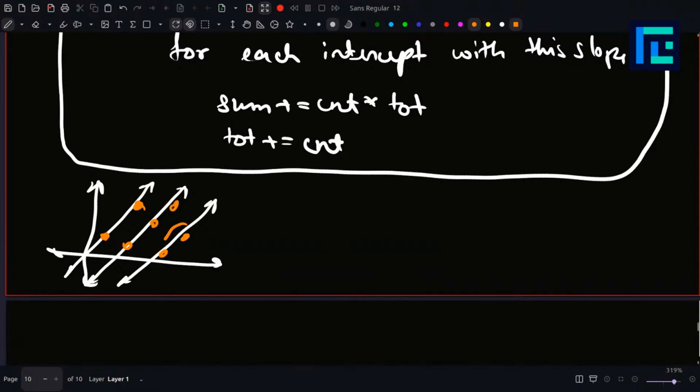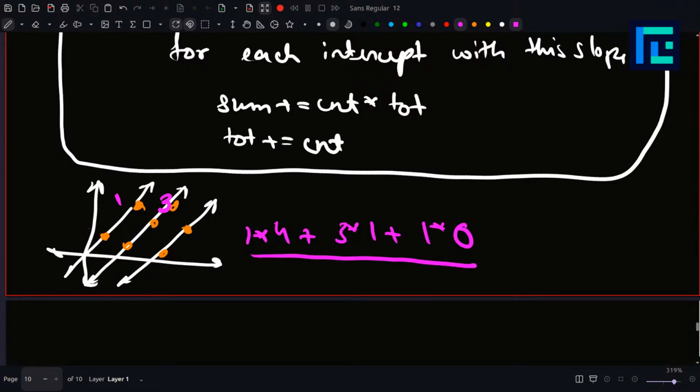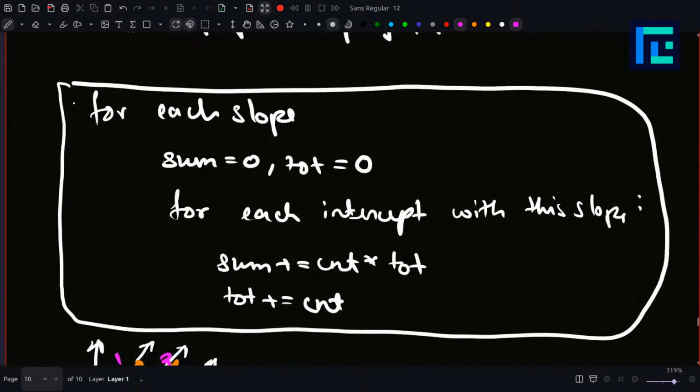So basically this can be paired with either this line, this line, this line, or this line. So all the counts of lines, let's say there were 2 lines here, 3 lines here, and one line over here. So 1 times 4 plus 3 lines times 1 plus 1 line times 0. Basically, that's what we're doing. We're finding how many pairs we can form of the lines with different intercepts.